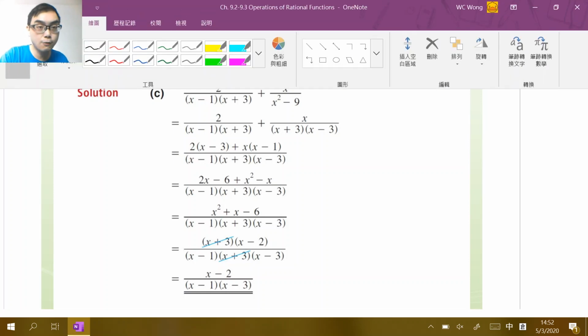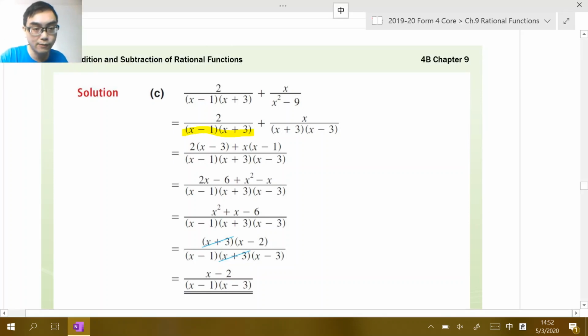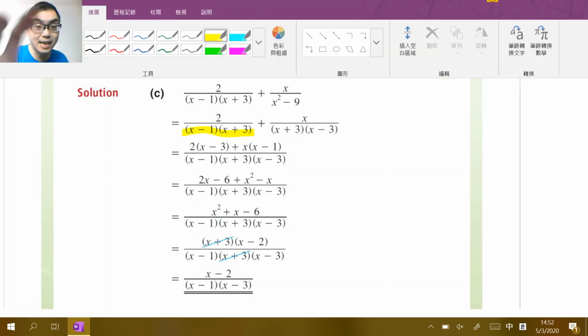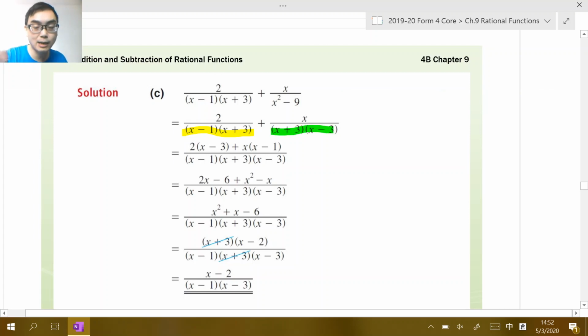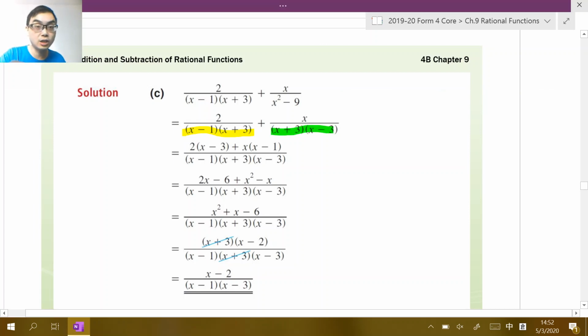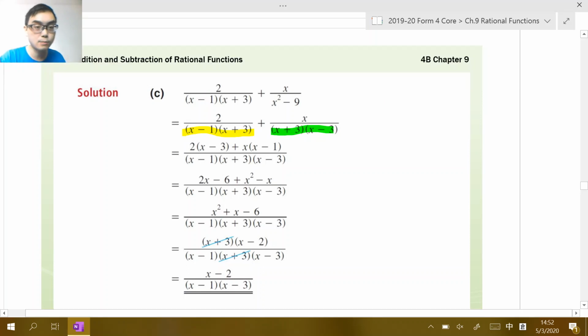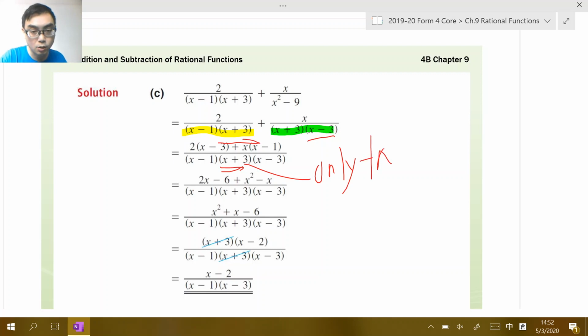Then for these two things, you can see the first one, you have (x minus 1)(x plus 3). The second one, you will have (x plus 3)(x minus 3). We should not take so many terms because x plus 3 appears in both fractions. So for the LCM, you just only need to take one. Okay, you just only need to take one in the fraction. So remember, only take once. Don't take so many. If you take so many here, then the terms will be very, very big and very, very complicated. So just remember to do this.